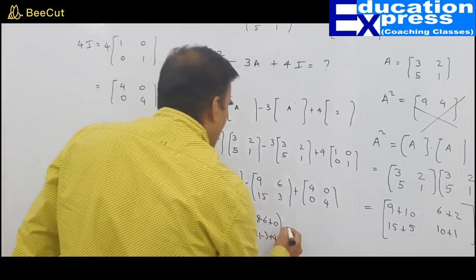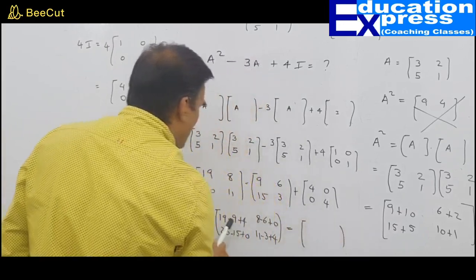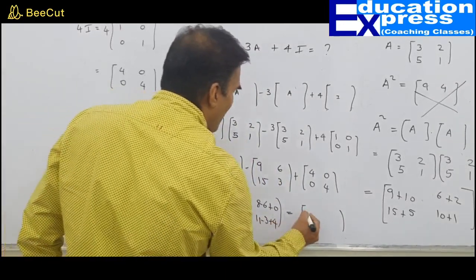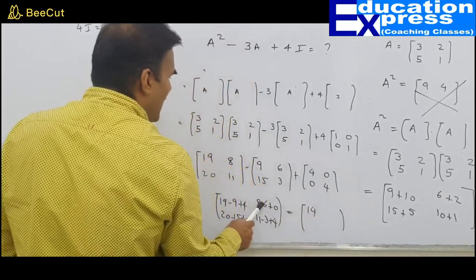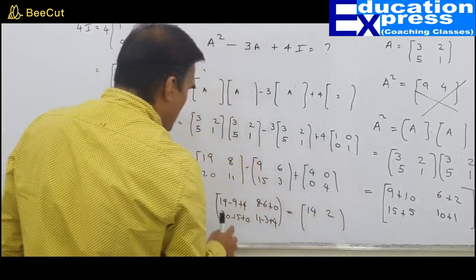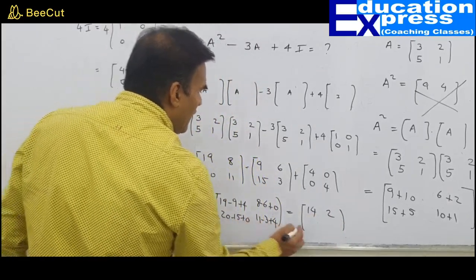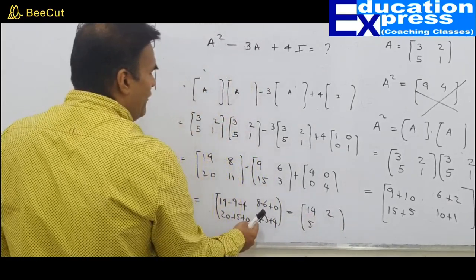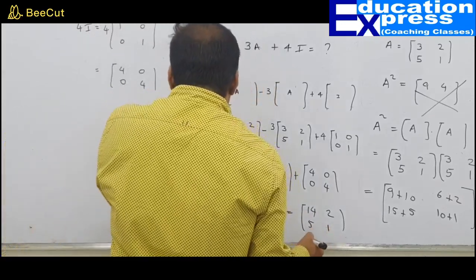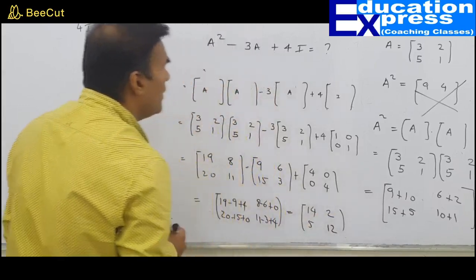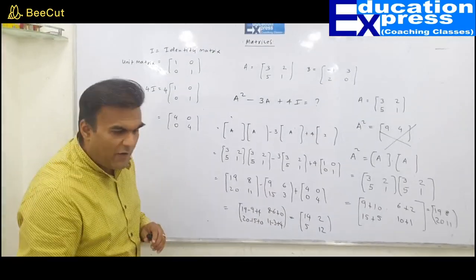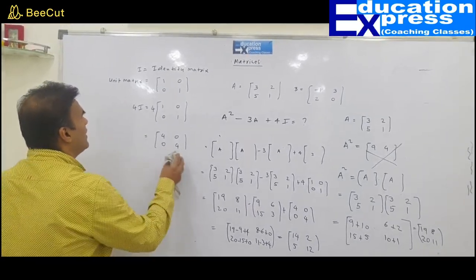So your final result of the matrix would be 19 minus 9, that is 10. 10 plus 4, 14. 8 minus 6, that is 2. 2 plus 0, 2. 20 minus 15 is 5. And 11 minus 3, 8. 8 plus 4, 12. So basically, we are very well versed and familiar with matrix multiplication.